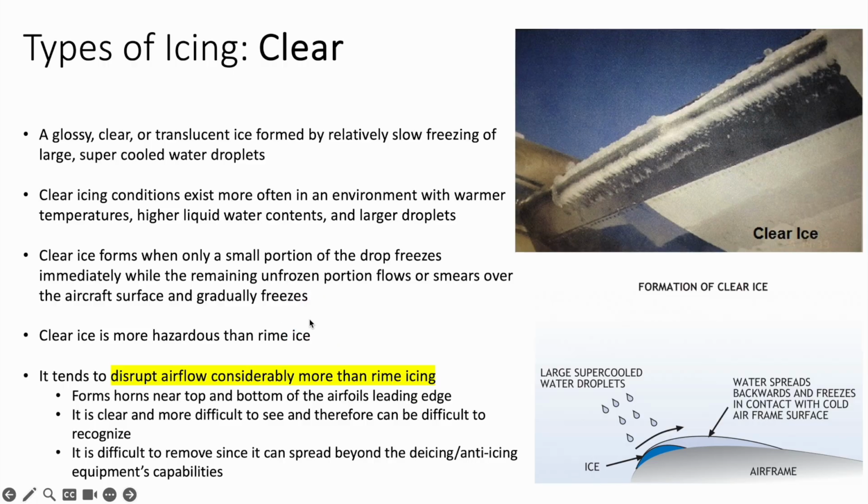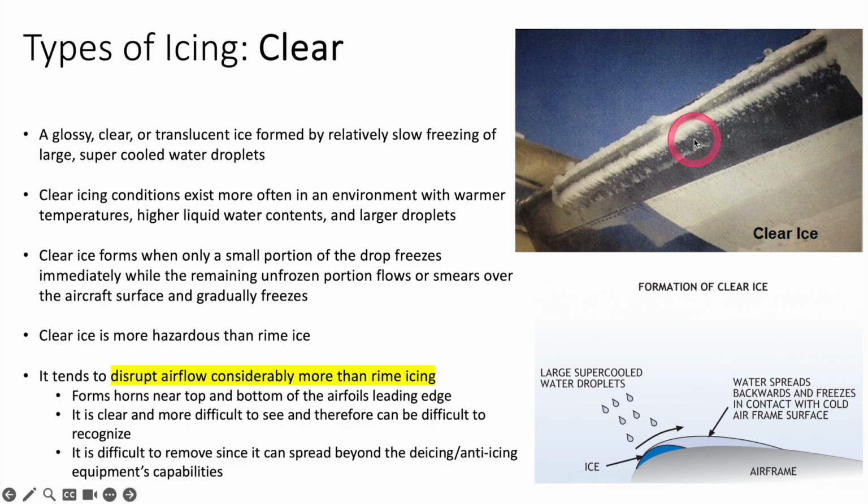Next is clear ice. This one occurs in a little bit warmer temperatures, where water strikes the aircraft and smears across the surface and gradually freezes. Because it happens a little more gradually, air is able to escape, and it forms clear sheets over the aircraft.